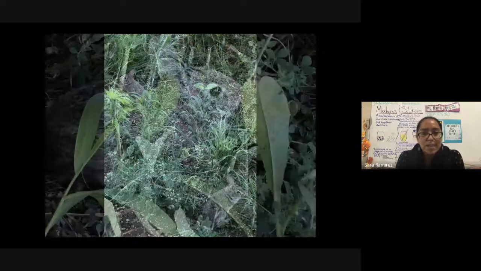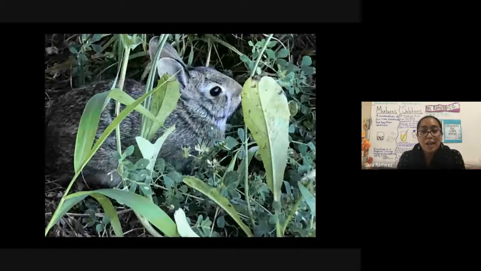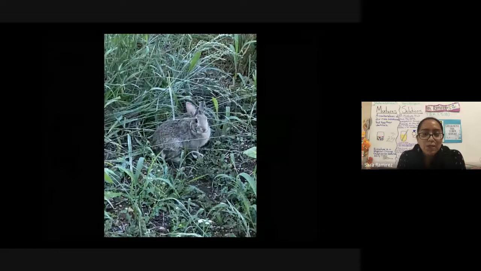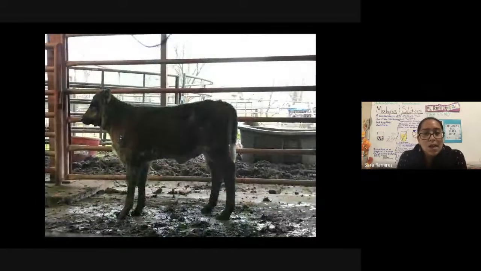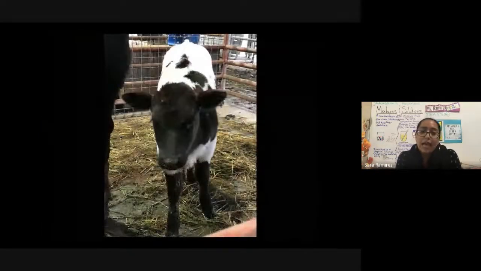They were released out at a farm, and I hope they are living a nice, happy life now. We didn't want to keep them because they are wild rabbits. They are not domesticated.